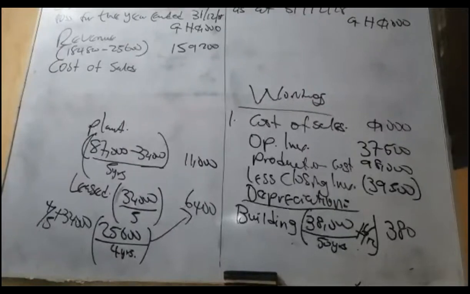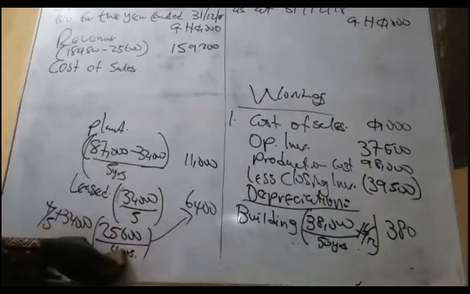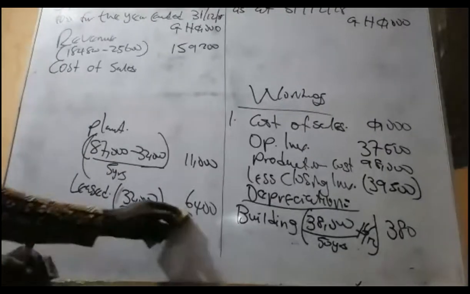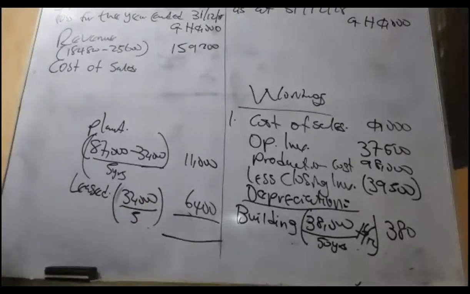So we select one, then you move on. Don't need to do all the two. So we are done with the cost of sales. Let's put them together and total them. So total cost of sales will be putting all this together. If you do have any question, kindly let me know.